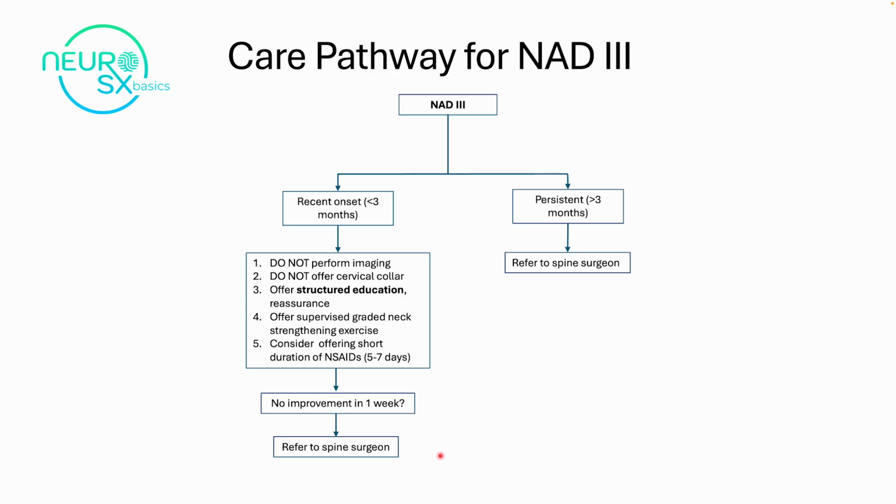Right? So if somebody comes with a recent onset NAD, even though they have features of radiculopathy. If it is recent onset NAD grade 3 lasting for less than 3 months, you do not need to perform imaging and do not need to offer them a cervical collar. Again, offer structured education and reassurance, supervised graded neck strengthening exercises, and a short duration of NSAIDs. If they do not improve after 1 week, then they can be referred for evaluation by a spine surgeon.